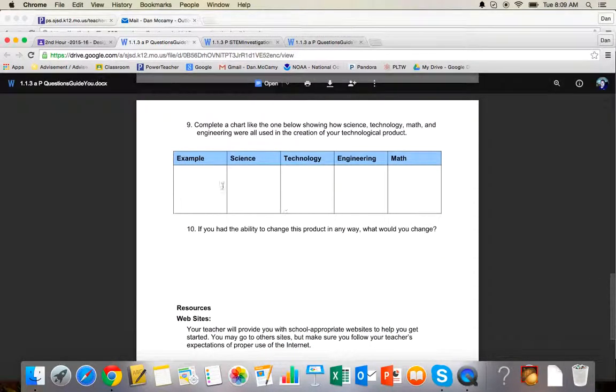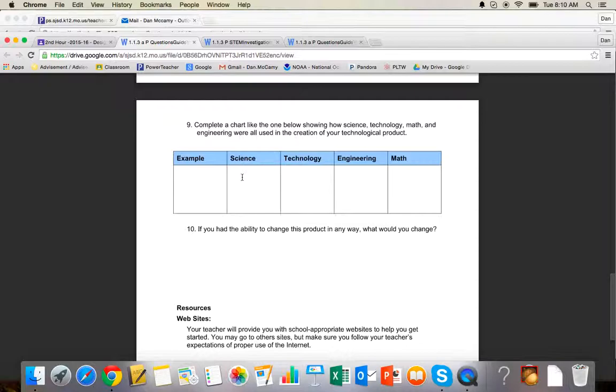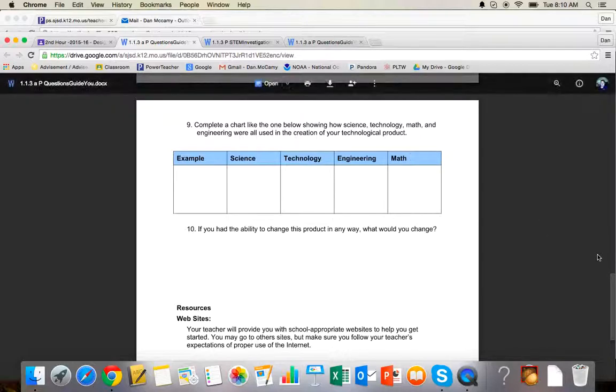And this is, like I say, to me, one of the most difficult parts to include: trying to understand the science, which is discovery of some sort; technology, which is what you're trying to create, and it's creating something; engineering, which is your design phase and how you're designing; and then math has to do with numbers.